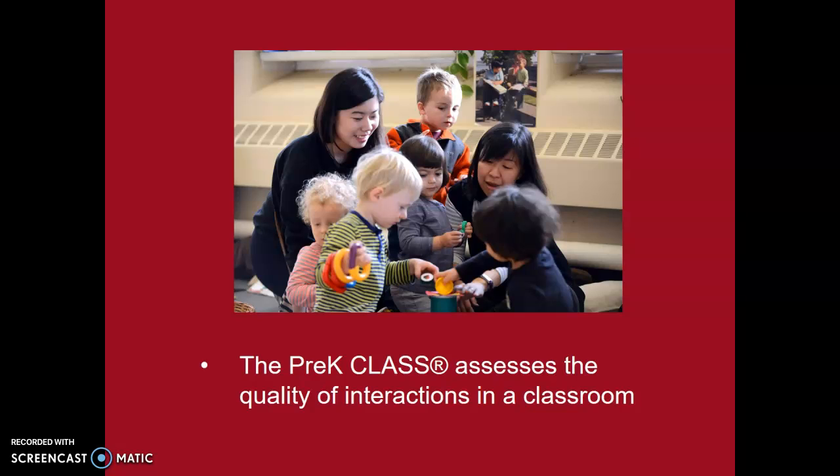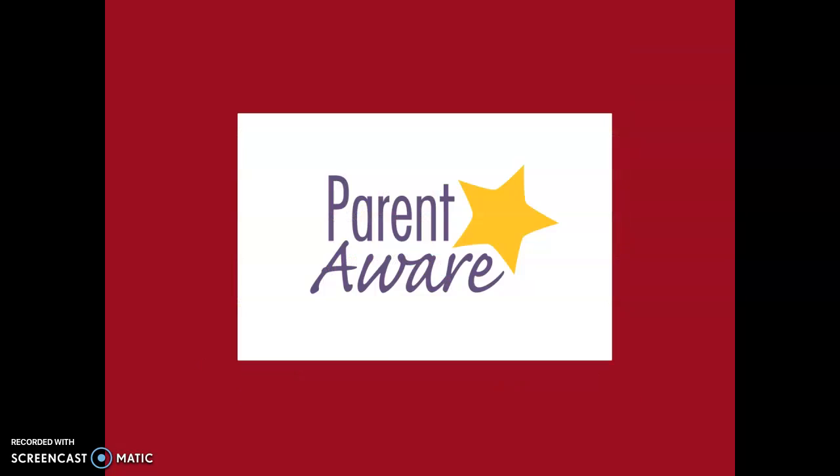In my work as a CLASS observer, I use the pre-K CLASS to evaluate the quality of interactions between adults and children in the classroom. I go into classrooms to observe the way that adults and children interact. In Minnesota, we have an optional program quality rating system called Parent Aware. Parent Aware CLASS observations are for programs serving kids ages 3 to 5.